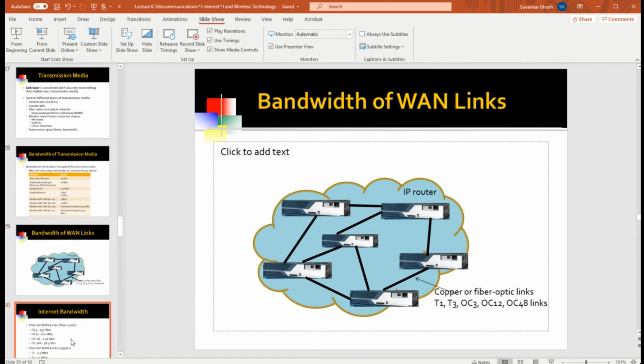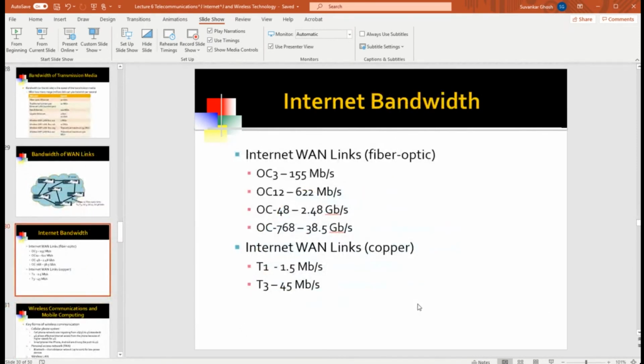If you look at the next page, these are some of the speeds of communication links in the internet. OC stands for optical carrier. This is indeed telling you that you're using fiber optic. And you can see there, these are all in gigabits. OC48, OC768. These are the types of communication links you'll see in the internet, and they're quite fast.